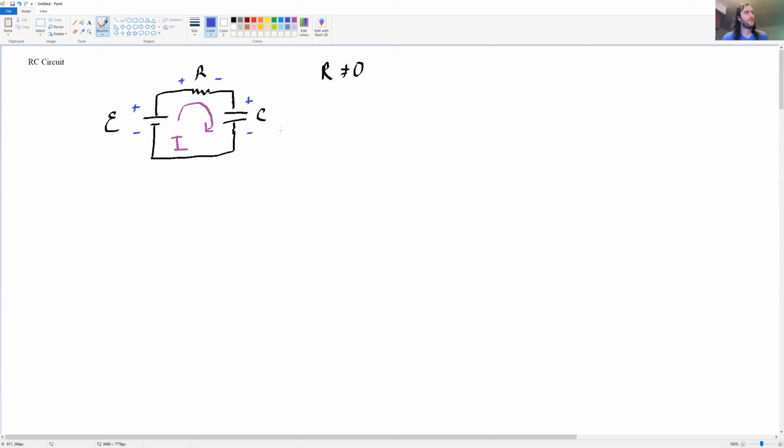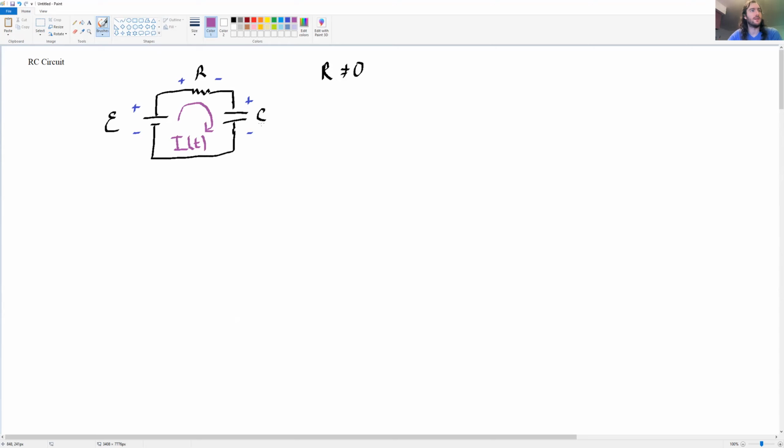However, when a capacitor becomes fully charged, it's fully charged. No more charge flows in the circuit. And so when the capacitor becomes fully charged, the current must go to zero in this loop. And so that tells us right away that the current must be a function of time.